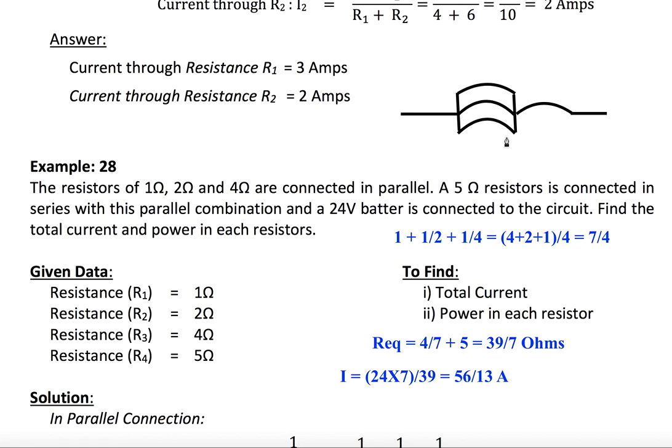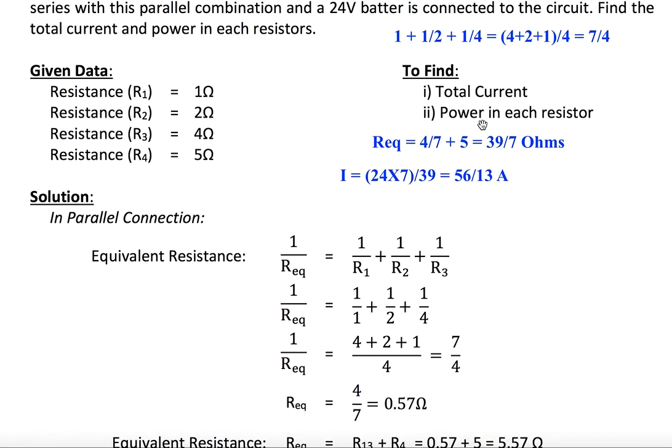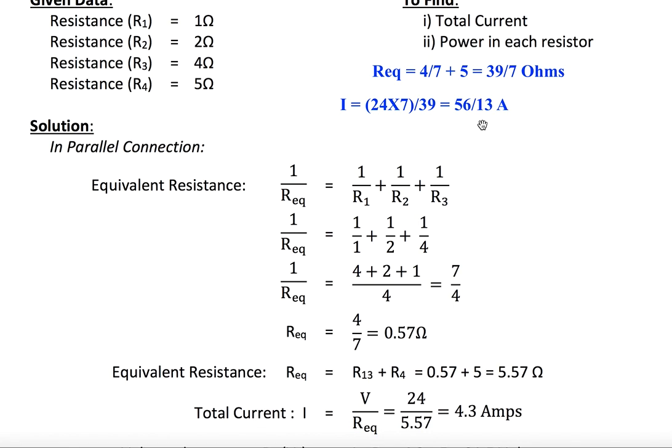Find the voltage across this parallel branch. Let's call this voltage V1, this voltage V2. V2 is nothing but I into R, that is 5 ohm into 56 by 13 is the voltage here. Total voltage 24 minus this voltage is this voltage. Once you know this voltage V1, I1 is V1 upon R1, I2 is V1 upon R2, I3 is V1 upon R3, like that. Okay, not a difficult problem.